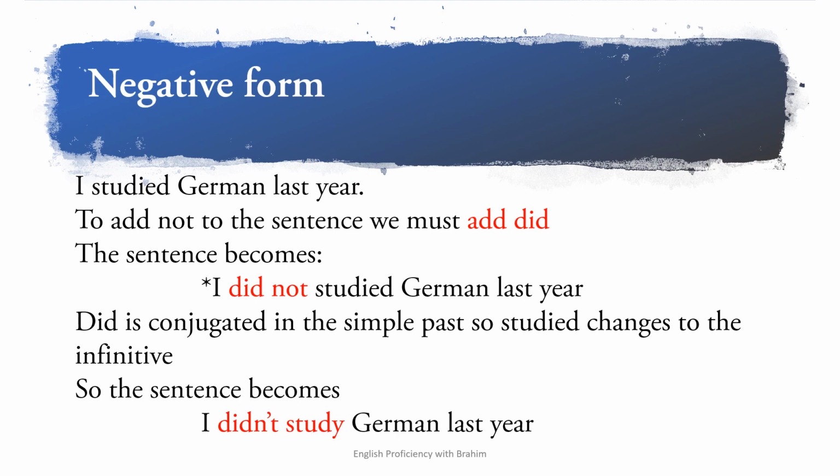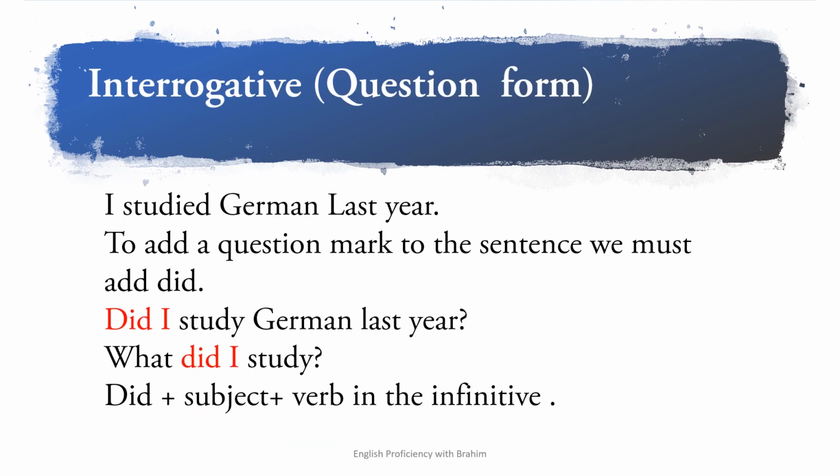So now we move to the interrogative, or the question form. So look at, I studied German last year. We use the same sentence. If we want to make it a question, we must add did. But again, the verb should become the infinitive. So the form of the sentence is, did I study German last year? Did I study German last year?